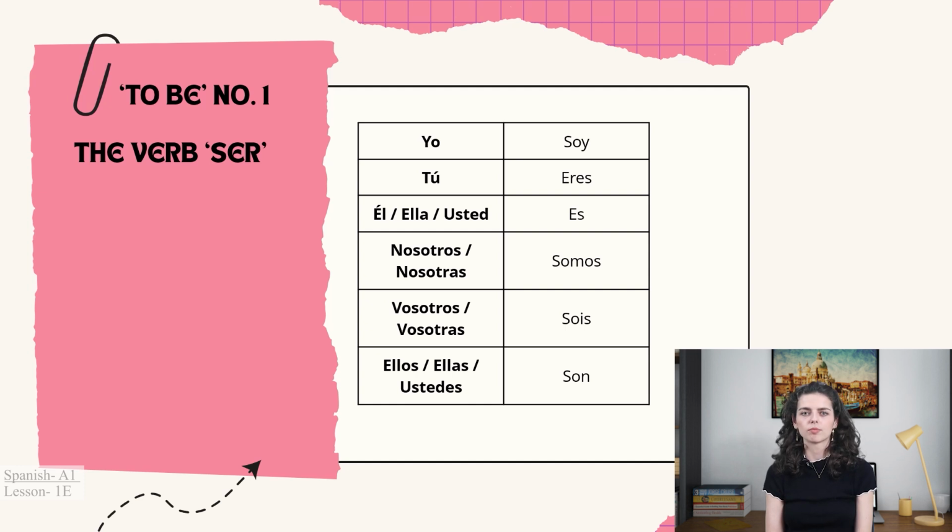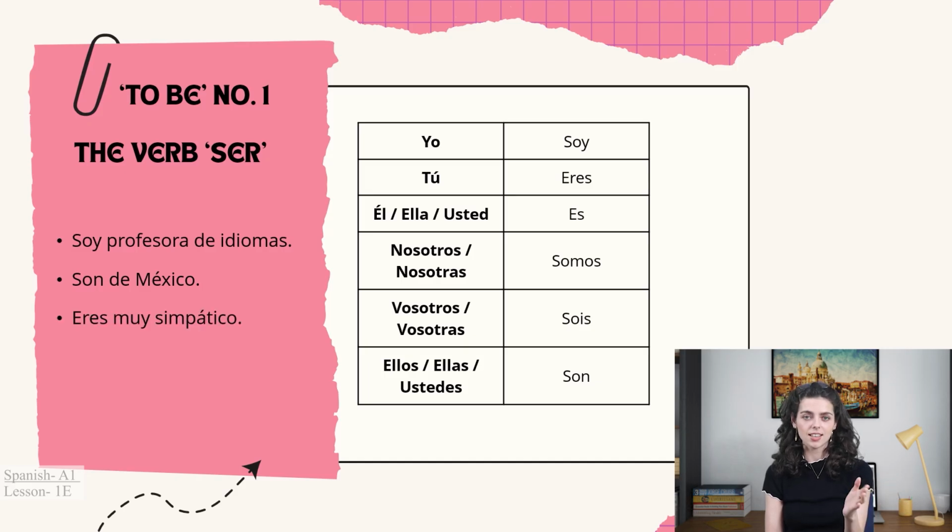For example, soy profesora de idiomas. I am a language teacher. Son de México. They are from Mexico. Eres muy simpático. You are very nice. Now take a look at the chart. The pronouns match the verb form. This is always the case, and it will tell you what pronoun and what verb form you have to use.